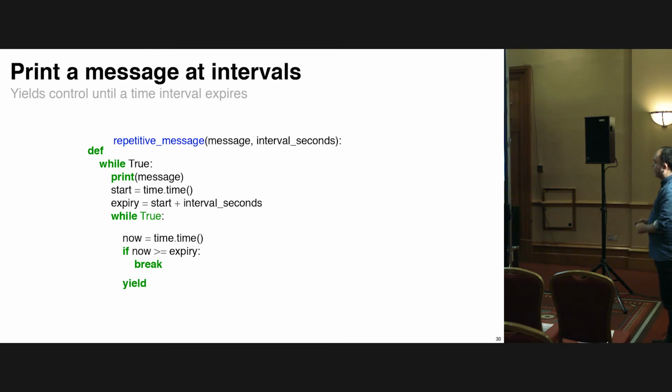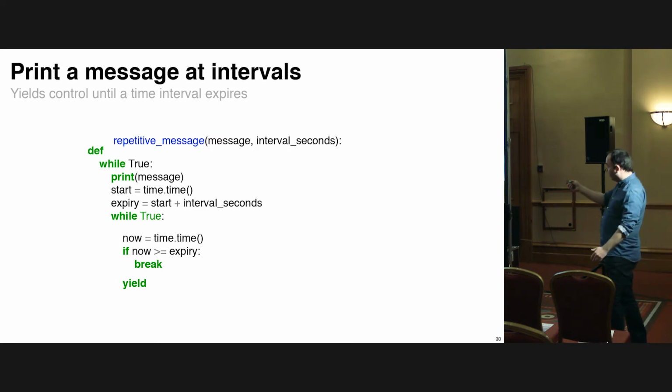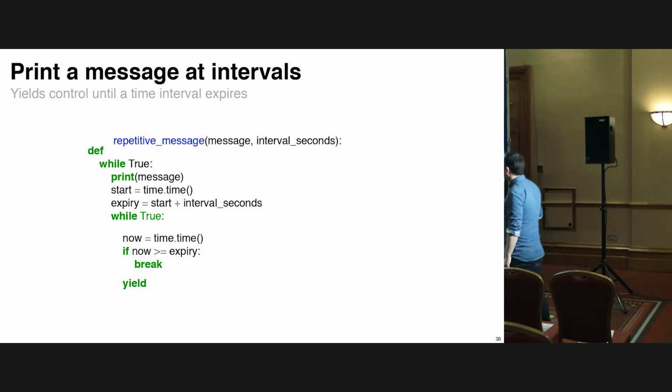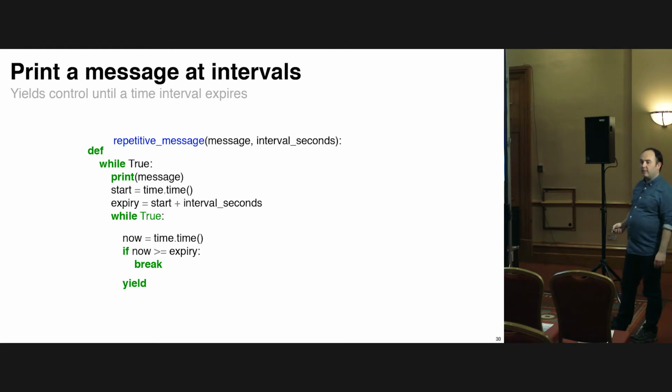To make this cooperative, we need to put the yield in there. Okay? Otherwise, it will just block. So I put the yield at the bottom. There's a bug here. What's the bug?